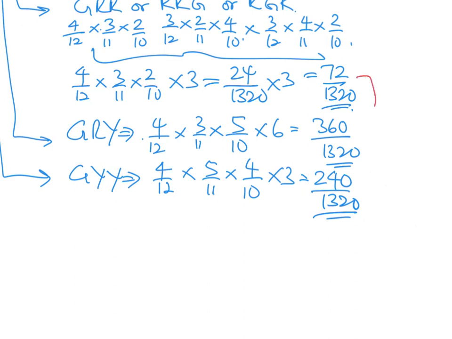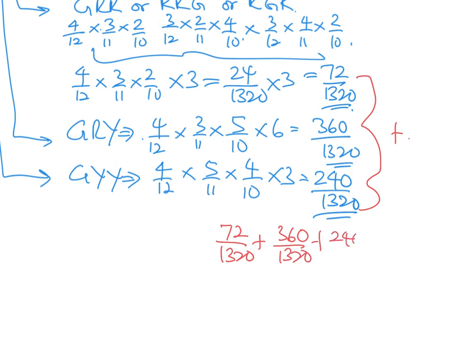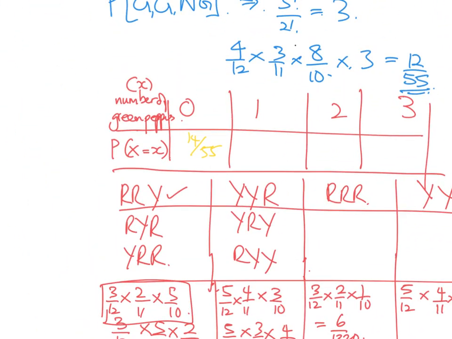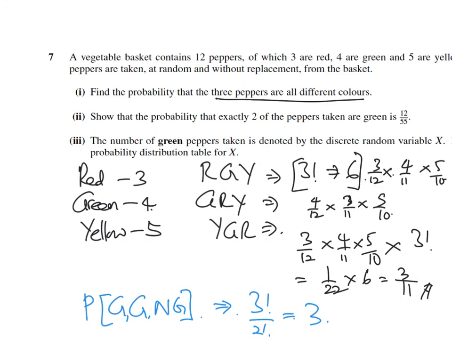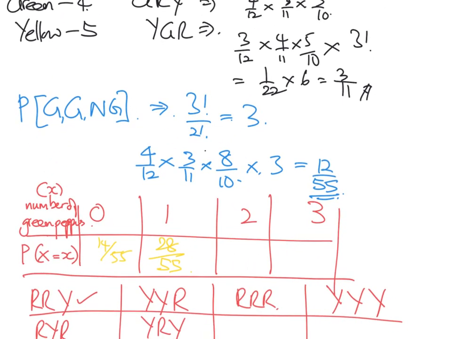Now to sum it up, we just have to add all 3. So 72 over 1320 plus 360 over 1320 plus 240 over 1320, and the answer is 672 over 1320, which simplifies to 28 over 55. So therefore, for the random variable, the probability if I just pick one green pepper will be 28 over 55. And we have already got the value for 2, from the second part of the question, which is 12 over 55.